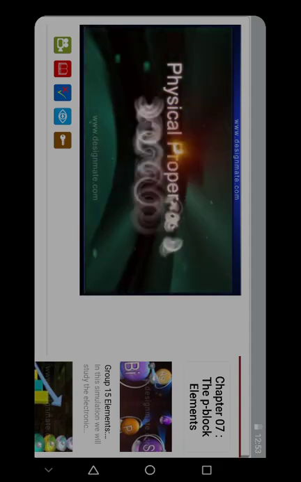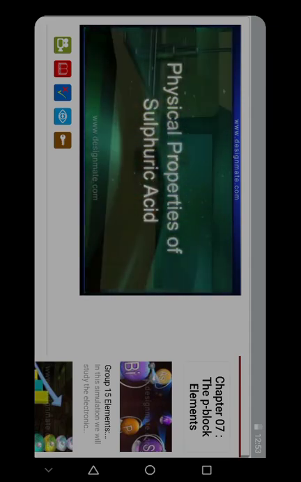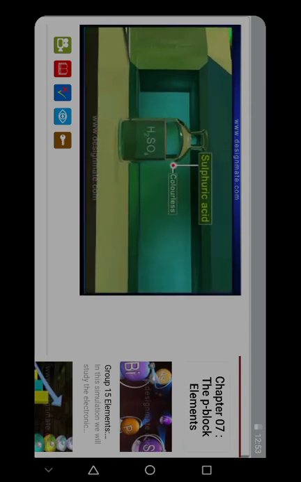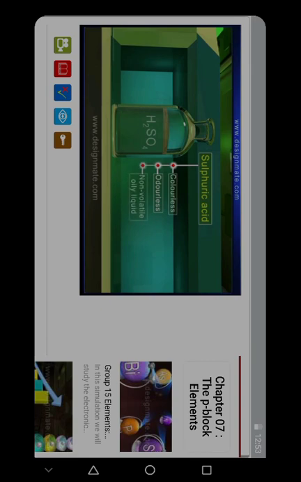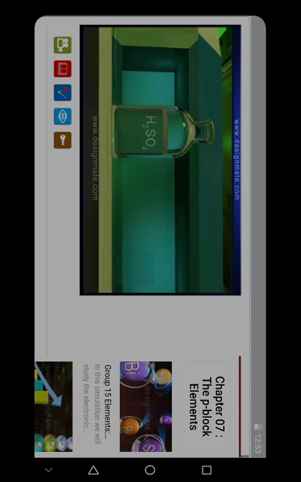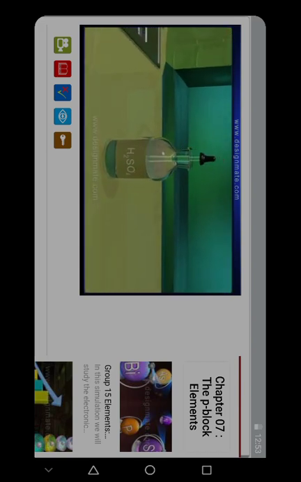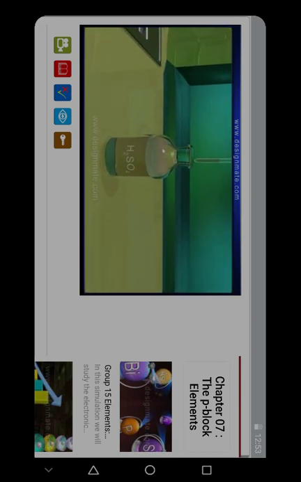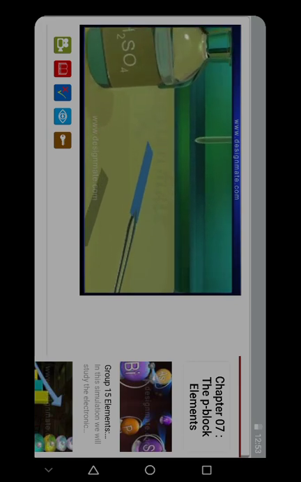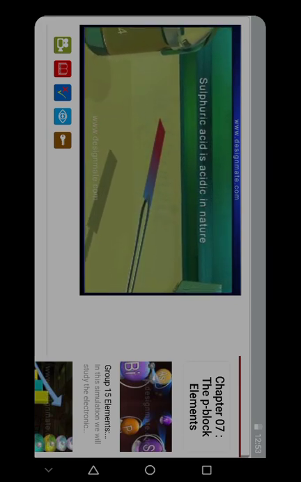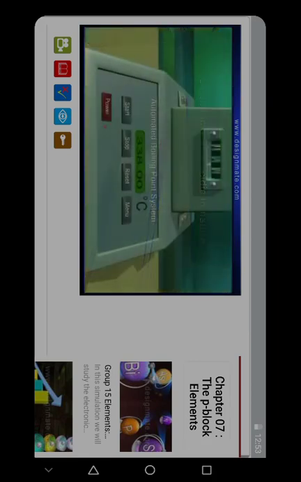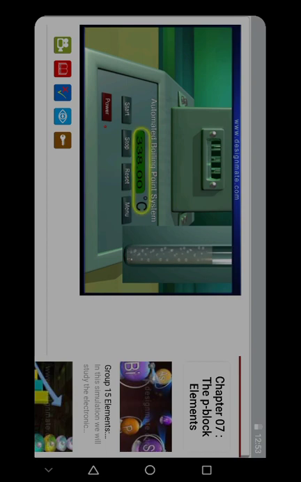Physical properties of sulfuric acid. Sulfuric acid is a colorless, odorless, and non-volatile oily liquid. When a few drops of sulfuric acid are poured on blue litmus paper, the color of the litmus paper turns red. This shows its acidic property. The boiling point of sulfuric acid is 338 degrees Celsius.